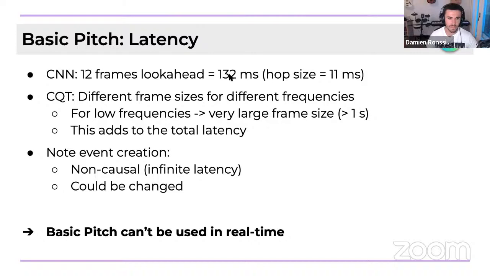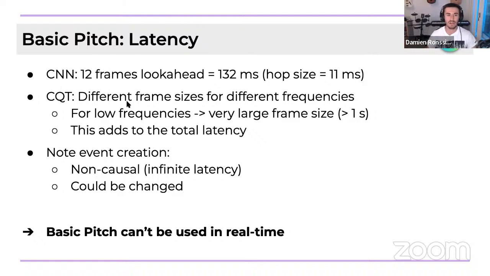But when I started the project, I knew about this 12 frame look ahead thing. And I was like, okay, I'm still going to try to do something in real time, because even if it's not direct, we can reuse it very fast to trigger different things, for example. But the main issue is with the constant Q transform, because I didn't know it when I started the project.